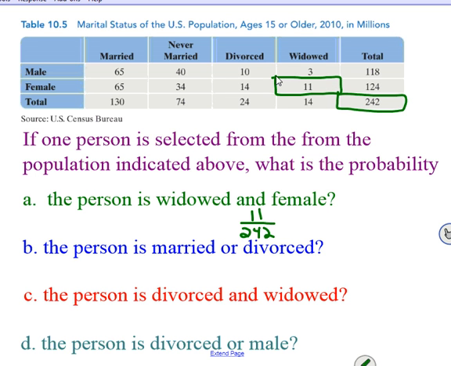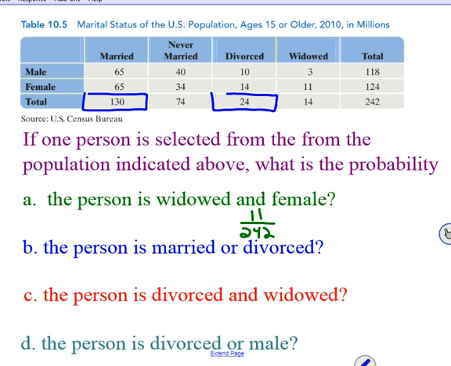Now we look at, you change one word, we change a bunch of words, but you change and to or, and it's a little bit different. So now I'm looking at married or divorced. So if I look at the total number of married, that's right here. Total number of divorced, that's right there. So married or divorced is the sum of those two things, which would be 154. Again, out of our total for everybody, that's 242.